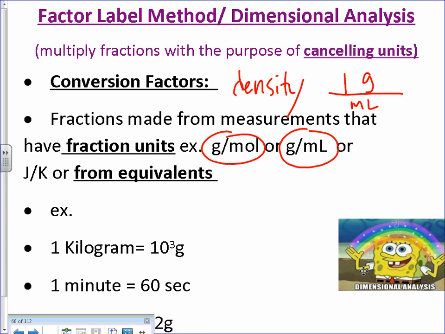Another one is not JK, it's joules per Kelvin. That's what the J stands for. I'm going to expose these to you a little bit every day, and you'll learn what they relate to. Joules is a unit of energy. Like a calorie is a unit of energy, joules are a unit of energy.